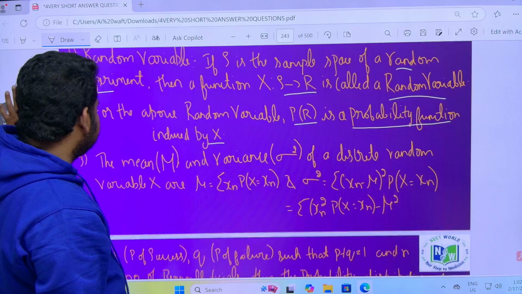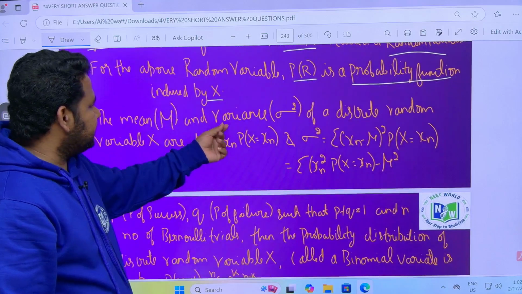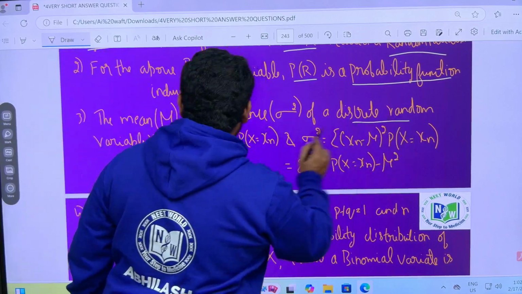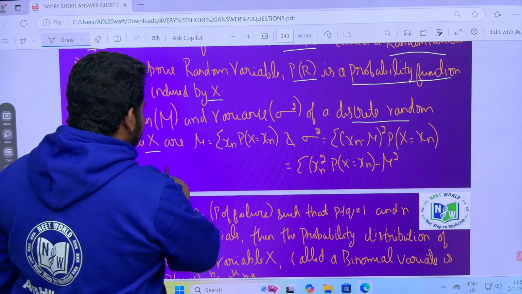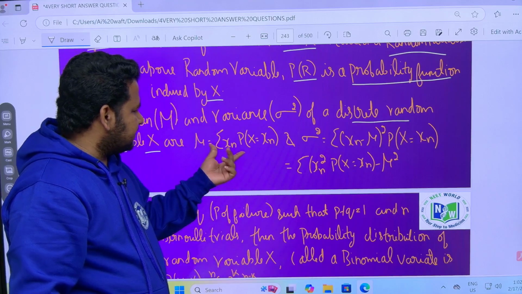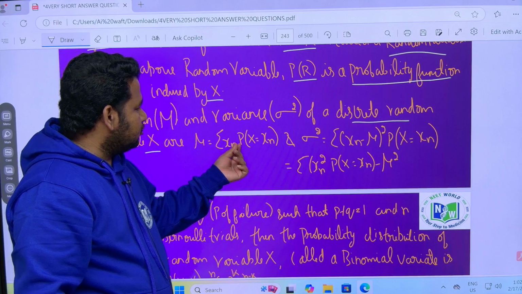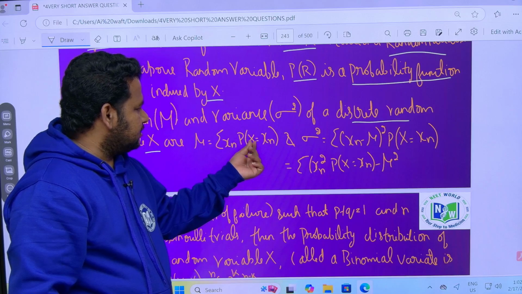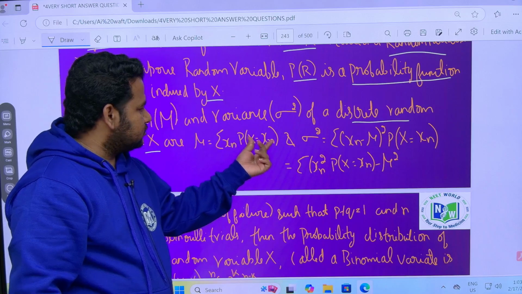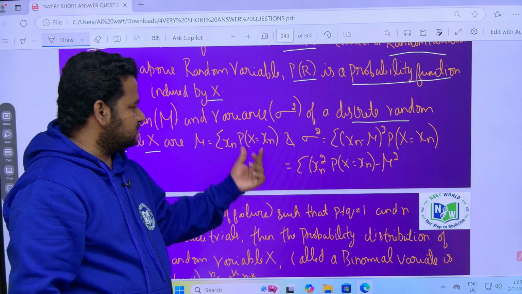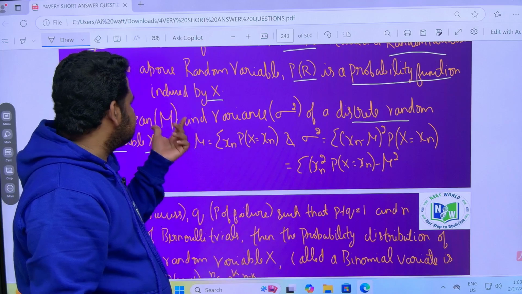The mean mu and variance sigma square of a discrete random variable X: mu is equal to the summation of xn into P of X equal to xn, that is, the summation of the product of xn and the probability of X equal to xn. That is mu, the mean.